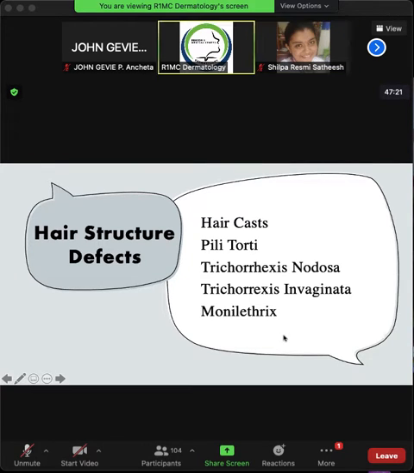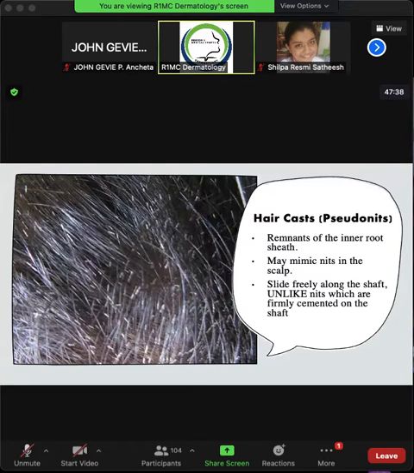Other disorders include your hair structural defects, including your hair casts, pili torti, your trichorrhexis nodosa, your trichorrhexis invaginata, and your monilethrix. Your hair casts or pseudonits are usually remnants of the inner and outer root sheath and may mimic nits in the scalp.